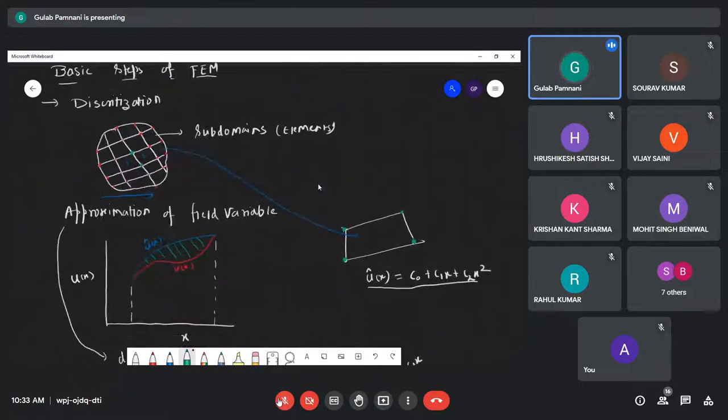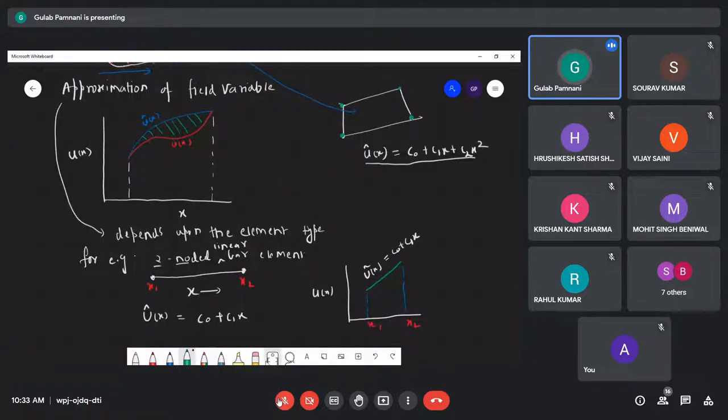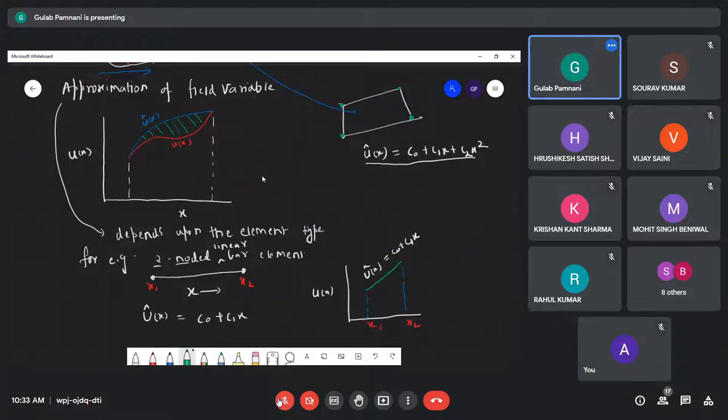OK, so if we talk about discretization, what did we say in discretization? When we discretize any domain, we choose the element type. And when we are choosing the element type, we are basically selecting the kind of approximation for that problem. And how do we choose which type of element to use? Who decides that? Who will decide that? What kind of element should be chosen?